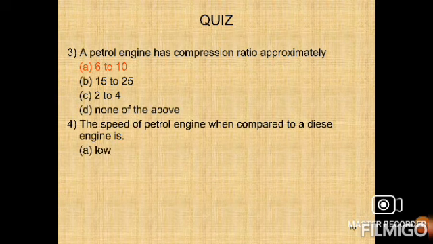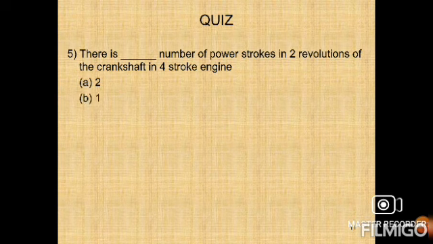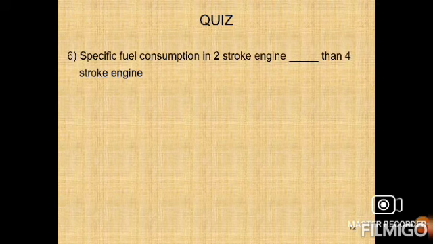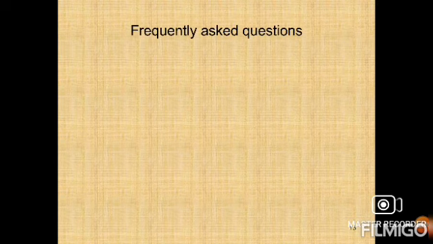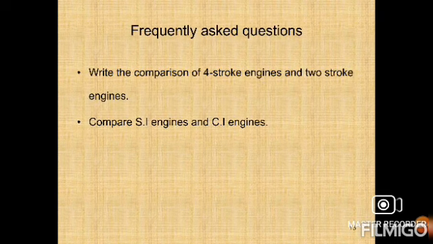Next, the speed of petrol engines when compared to diesel engines is always low. Petrol engines always have less speed compared to diesel engines, right? The number of power strokes in two revolutions? One power stroke per two revolutions of crankshaft in a four-stroke engine, that is the answer, right. The specific fuel consumption of two-stroke engines is more than four-stroke engines. So the frequently asked questions are like: write the comparison of four-stroke engines and two-stroke engines.